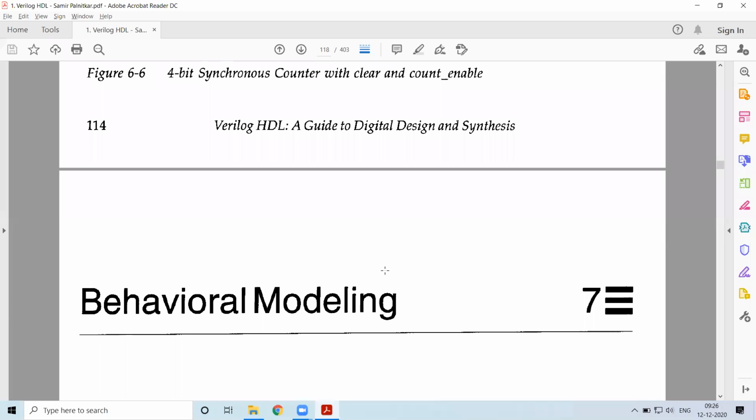Suppose you have two languages, one is assembly level language and one is high level language. The preferred one would be high level language because it becomes easy to write the code. Both have some pros and cons, which we will not be discussing here. So behavioral level modeling is the highest level of abstraction.